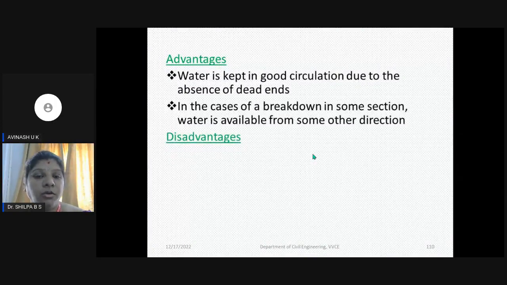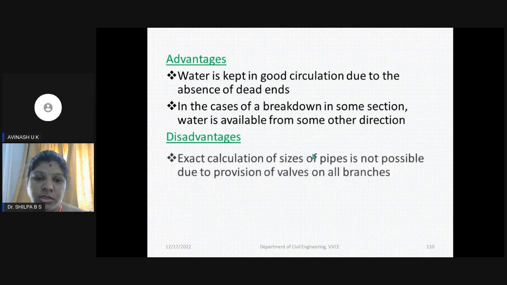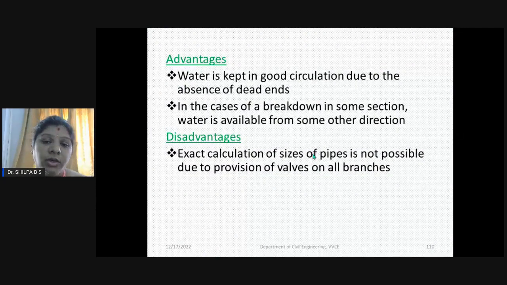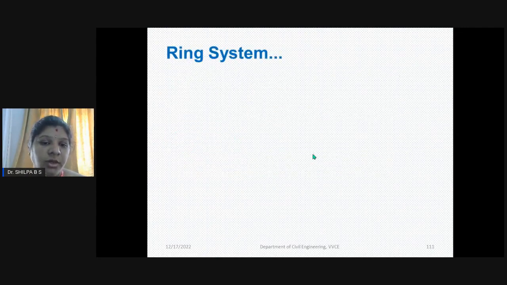Advantage: the water will be kept in good circulation, and in case of breakdown in some section, the water is available from the other direction. The disadvantage: exact calculation of the pipe sizes is difficult.